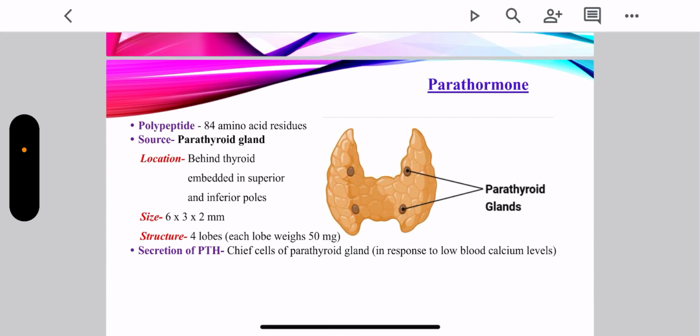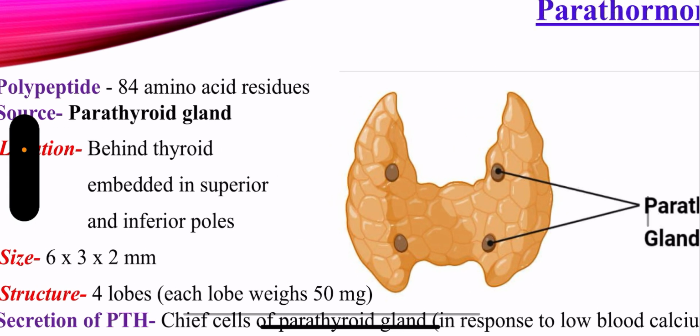What is parathormone? Parathormone is a polypeptide having around 84 amino acid residues, and it is secreted by the parathyroid gland. Para means around, thyroid means gland, so it must be around the thyroid gland only. The location is behind the thyroid, embedded in the superior and inferior poles. You can see the parathyroid gland representation over here.